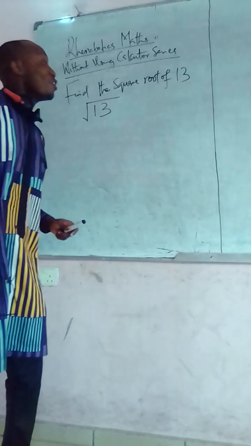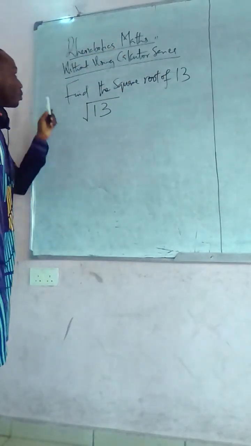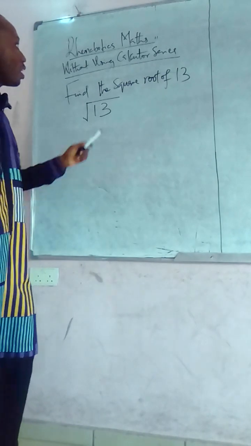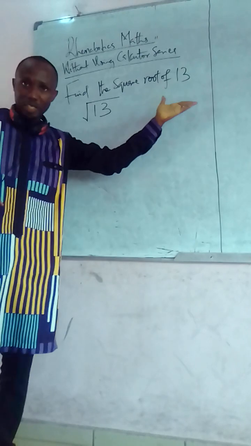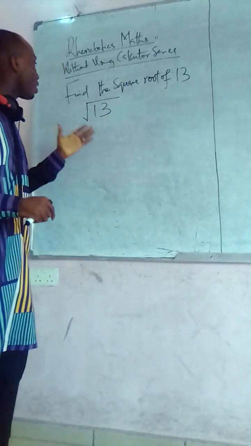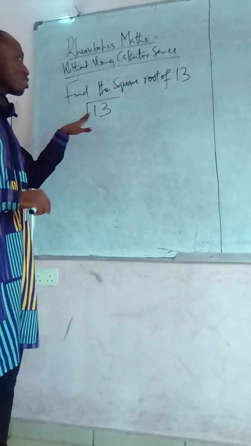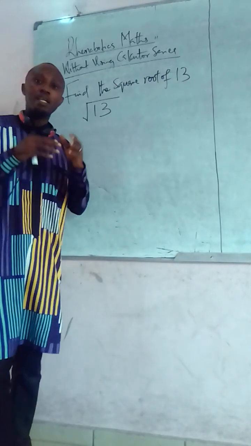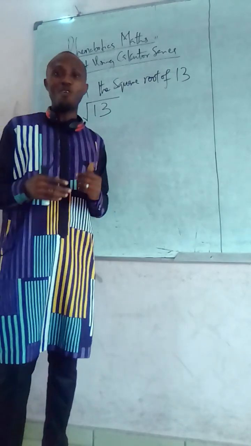Welcome to today's episode of the Rhemabotics math, and we're looking at the Without Using Calculator series. Under the series, we are on this particular question, which is on the board right now: find the square root of 13. This is the square root sign, and this is 13. We have perfect squares like 16, 4, 9.